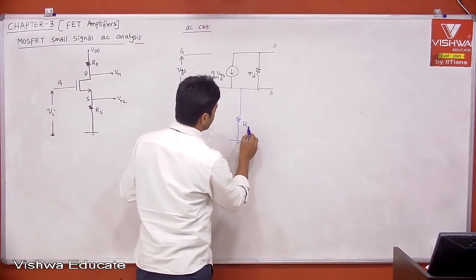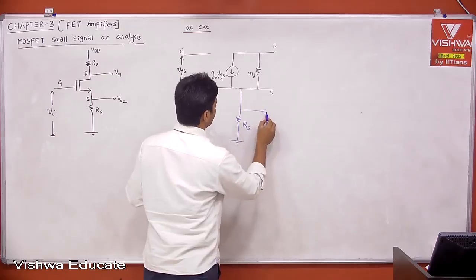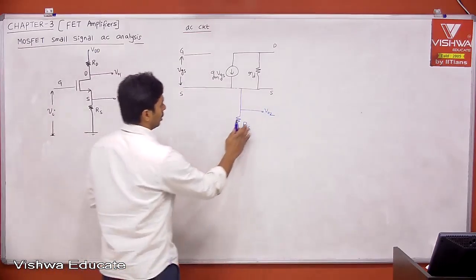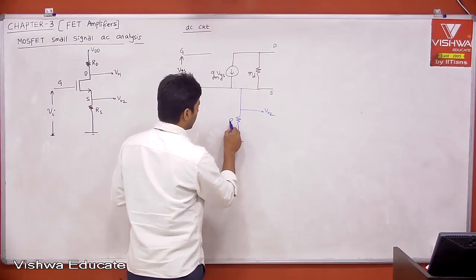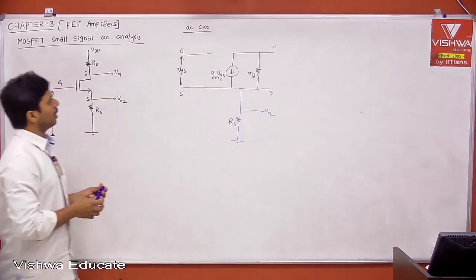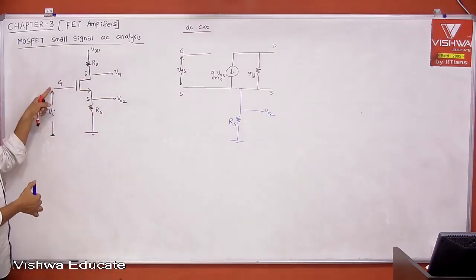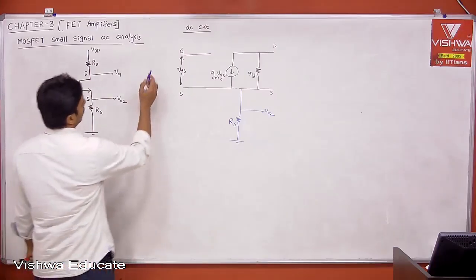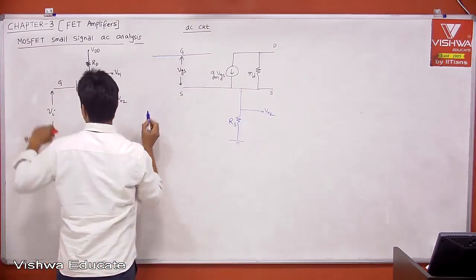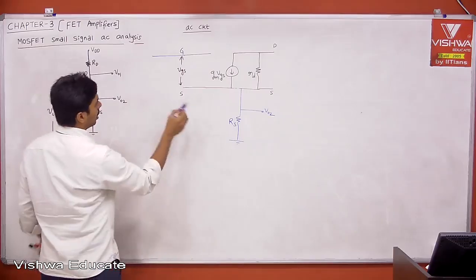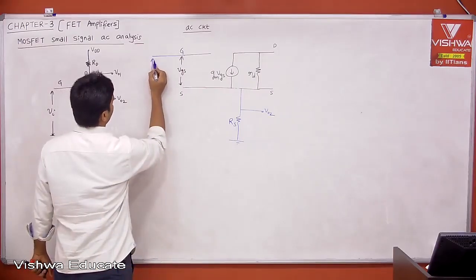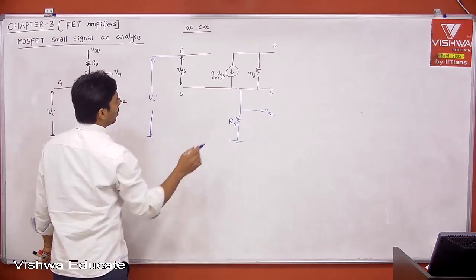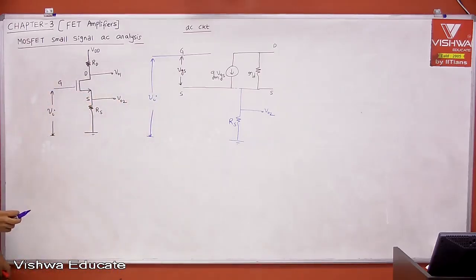This is your RS, and this is your V02, let us say. This is your RS, okay? Now, between gate and ground, what is defined? The input voltage. Remember, your VI is not VGS because we have RS, okay? This is your input voltage, VI, between gate and ground.